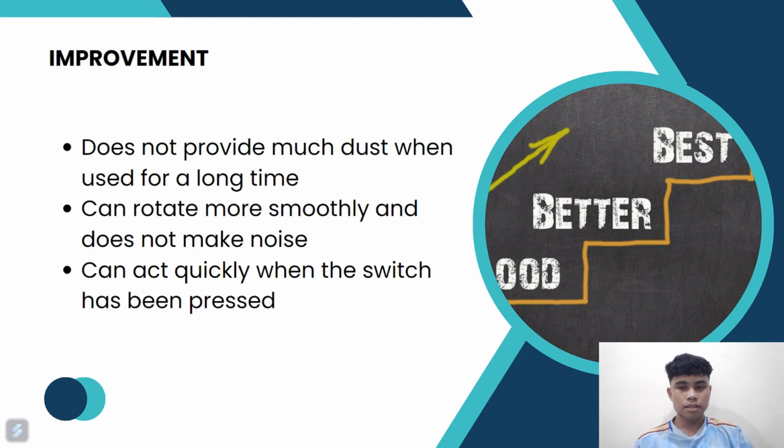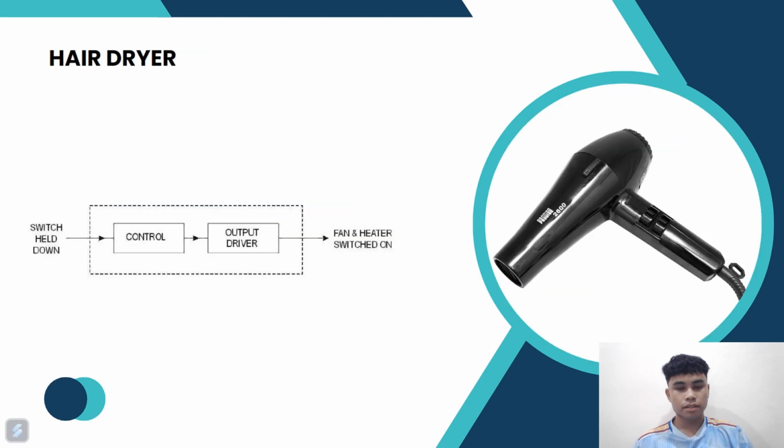So this is the improvement of the fan. First, does not provide much dust when used for a long time. Second, can rotate more smoothly and does not make noise. Third one is can actually quit quickly when the switch has been pressed. So next has a hair dryer. So this is the block diagram of hair dryer.